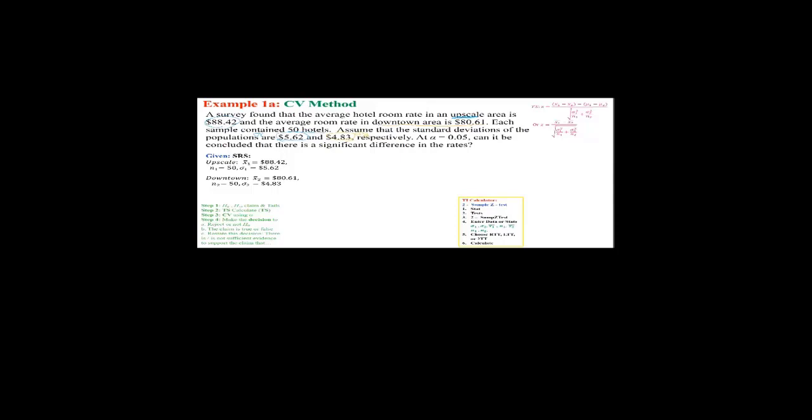When we write H0, obviously mu1 equals mu2, that would be H0. But what about H1? Let's read the question. At alpha of 0.05, can it be concluded that there is a significant difference? It doesn't say less than or greater than. So it's not equal. Can it be concluded? That is the conclusion they're asking us for, so that is the claim.